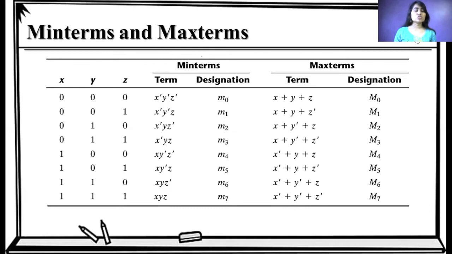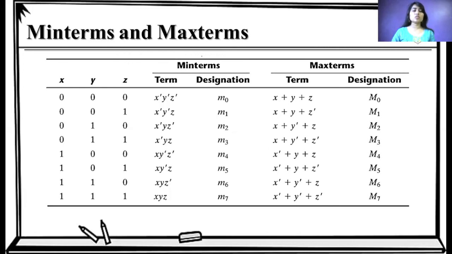X is equal to 0, y is equal to 1, z is equal to 1. Then here y and z both are 1, so this is represented as a normal variable y, z, and x is equal to 0, so here we represent x dash, y, z. For x is equal to 1, y is equal to 0, z is equal to 0, we have x, y dash, z dash. Then for x, y, z equal to 1, 0, 1, we have x, y dash, z.